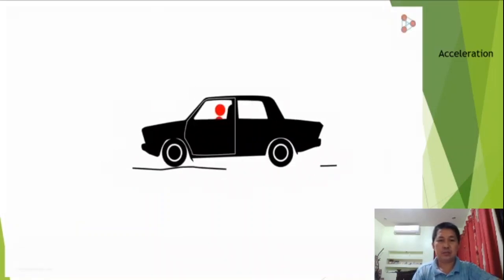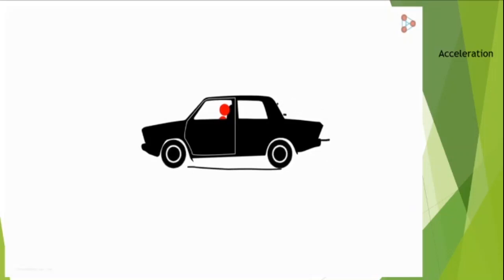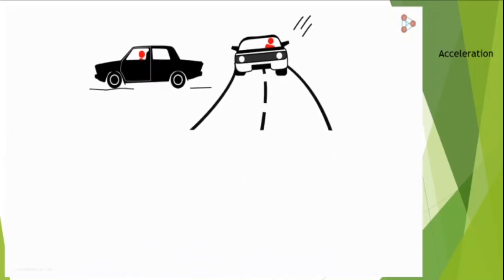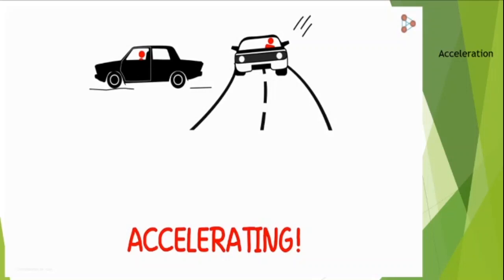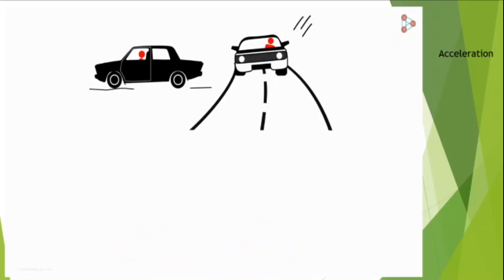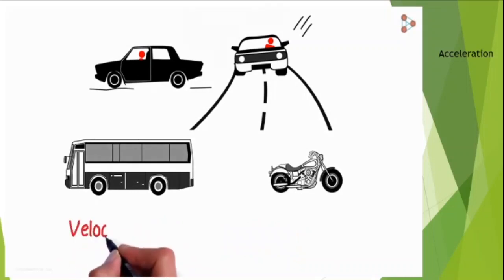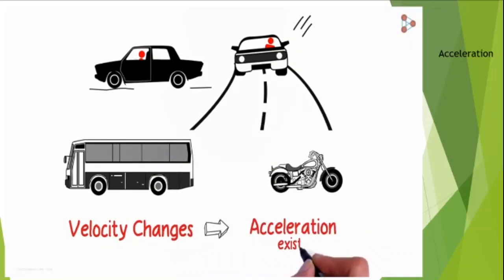When we are in a stationary car that moves rapidly to gain speed, we get pushed back against our seat. And when brakes are applied, we get pushed ahead. Or when we take a sharp right turn, we're pushed towards the left. These are all situations where we are accelerating. We have all experienced this, whether in a car or a bus or while riding a motorbike. Simply put, when velocity changes, we have acceleration.